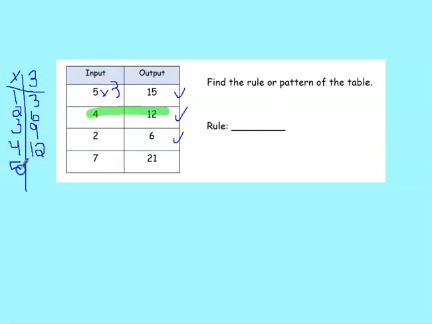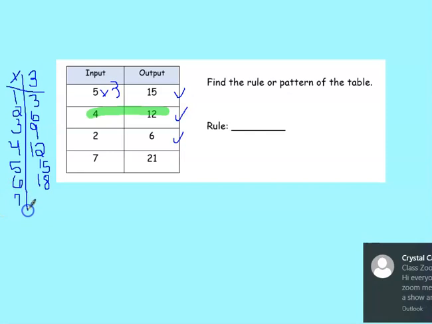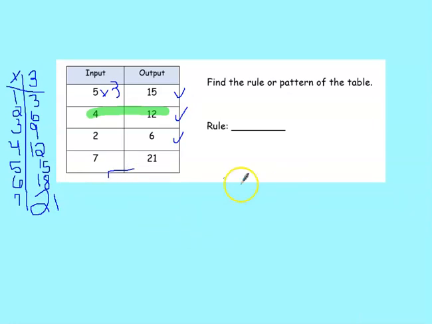So let's check 5. 5 times 3 we know is 15. So what is 6 times 3? 6 times 3 is 18. That's 3 more than 15. And then 7 times 3 is 21. And look, 7 times 3, 21.